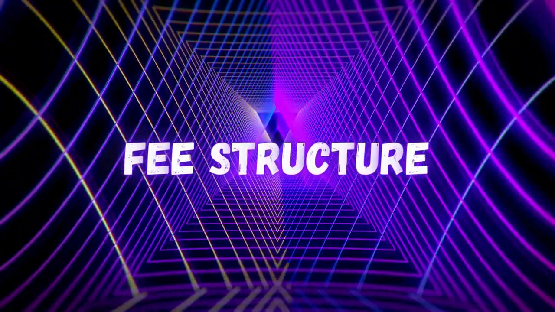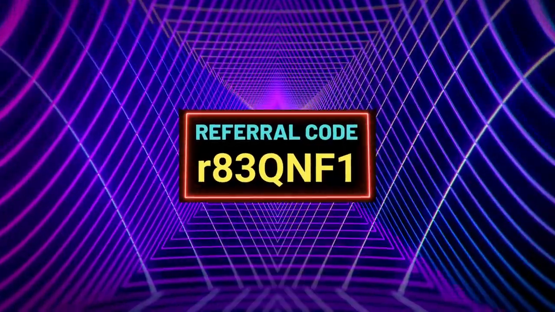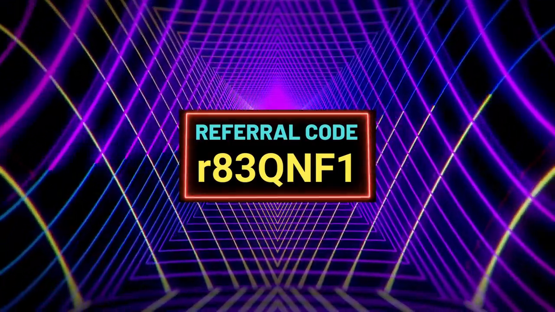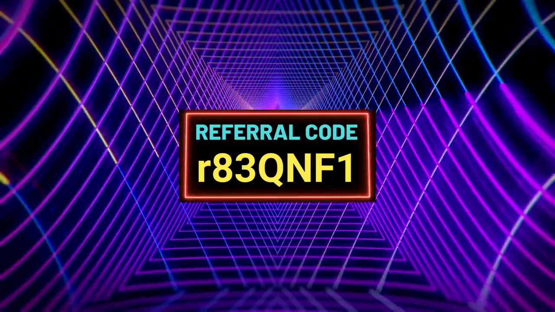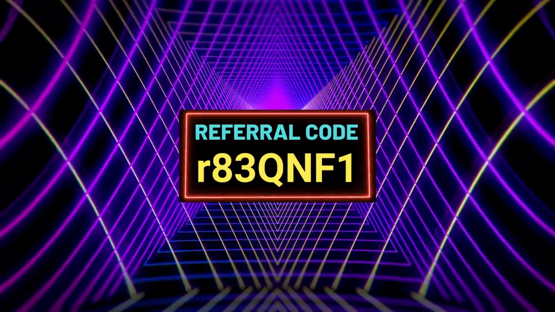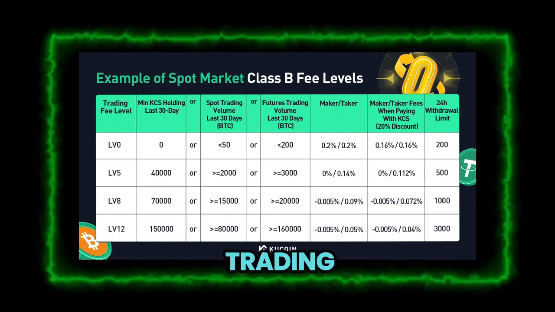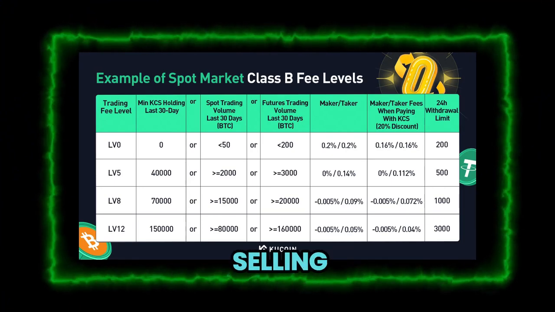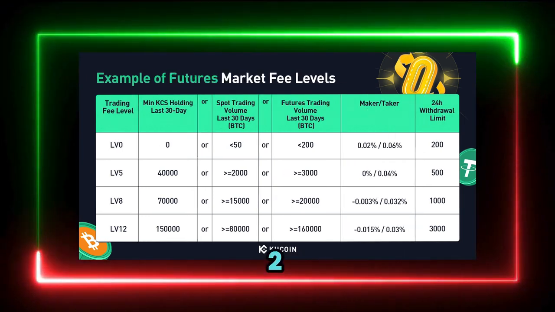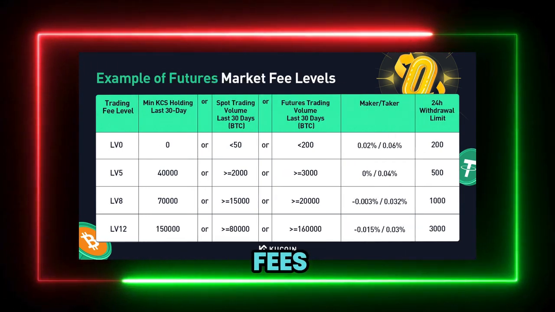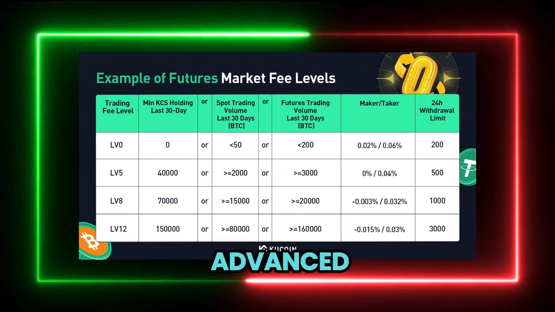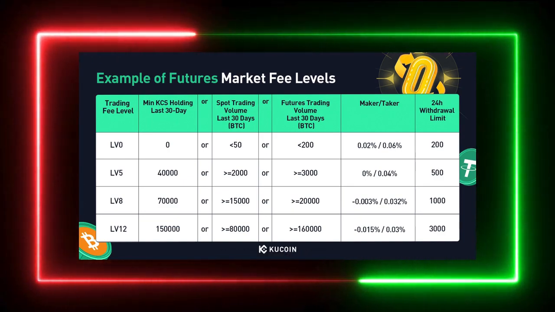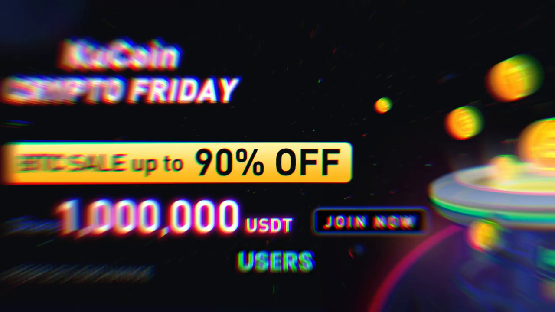KuCoin offers competitive trading fees, which can be further reduced by using the referral code. Here's a quick breakdown. 1. Spot trading fees. Typically lower fees for buying and selling cryptocurrencies. 2. Futures trading fees, slightly higher due to the leverage and advanced trading options available. 3. Discounts. Users can enjoy additional discounts based on their trading volume and VIP levels.